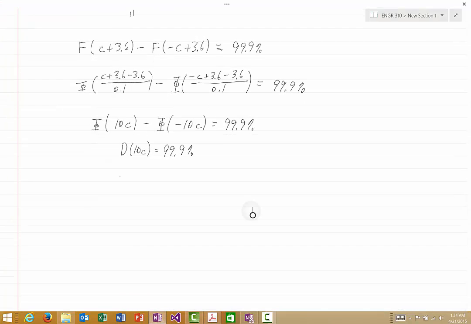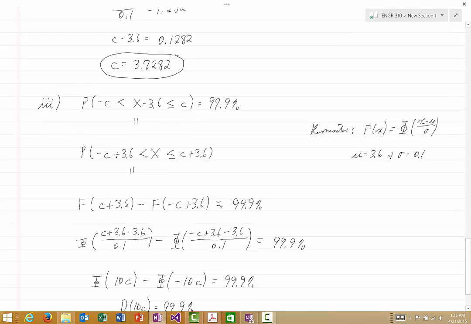So we have that the argument is 3.291. So 10C is equal to 3.291, and therefore C is 0.3291, just like that. So that's the way that you would solve that problem.